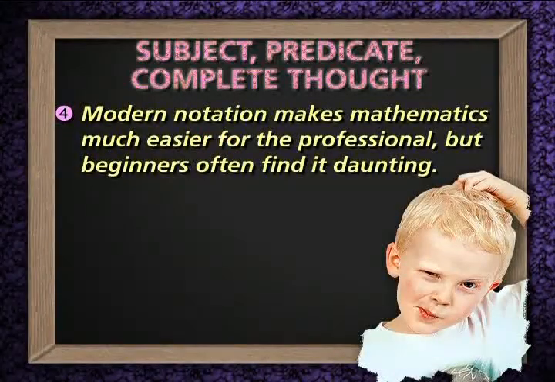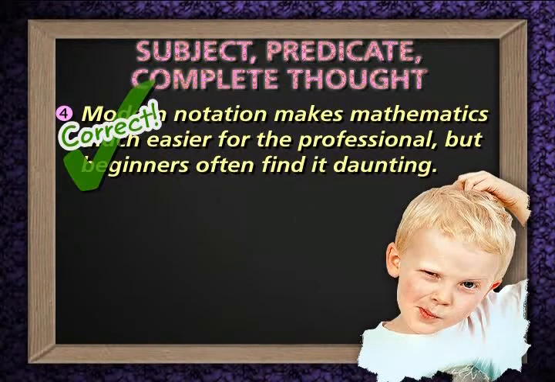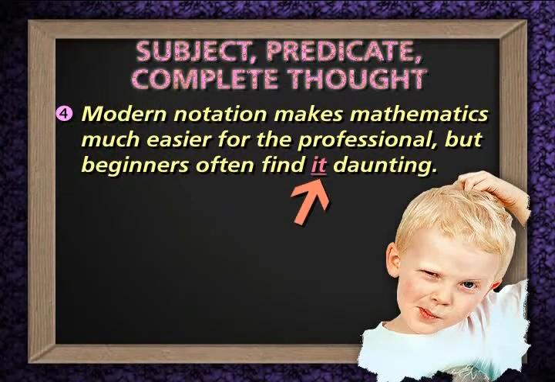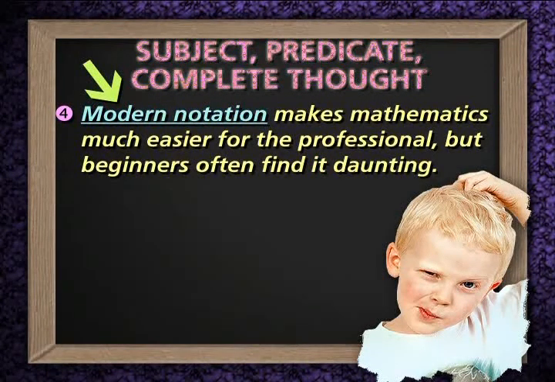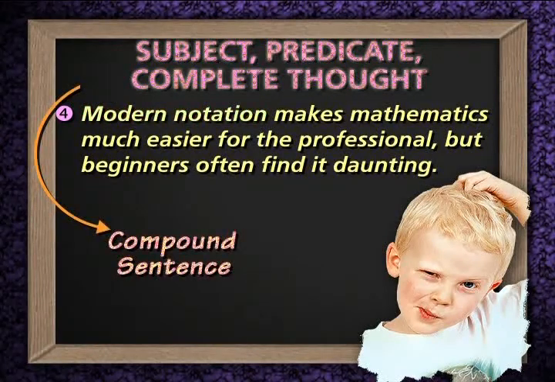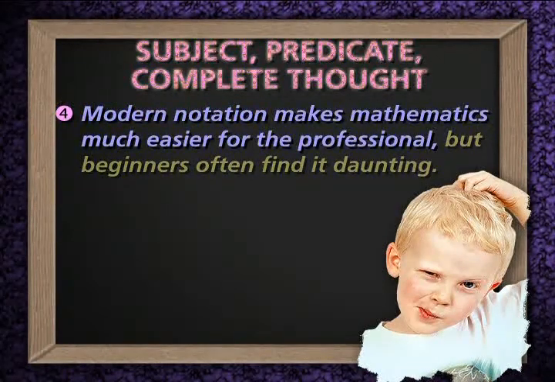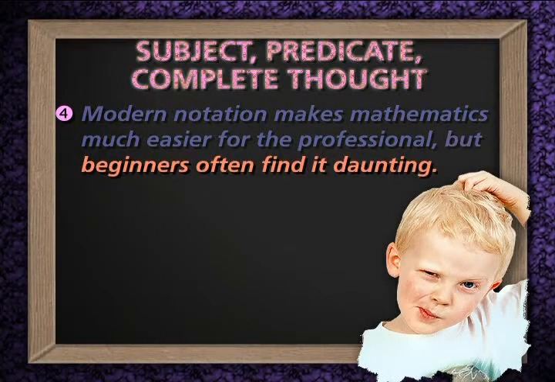Number 4, modern notation makes mathematics much easier for the professional, but beginners often find it daunting. This is correct as is. It, in my second clause, refers to modern notation, and therefore I have a compound sentence. Modern notation makes mathematics much easier for the professional. That's my first independent clause. Beginners often find it daunting. That's my second independent clause.